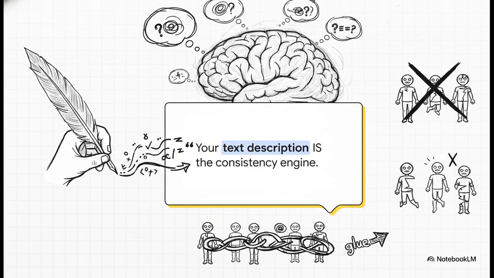Because of this intense amnesia, your text description is the consistency engine. Seriously, you cannot rely on the software to just remember your character. You have to rely entirely on the extreme precision of your written prompt. Your words are literally the glue holding this character's identity together.